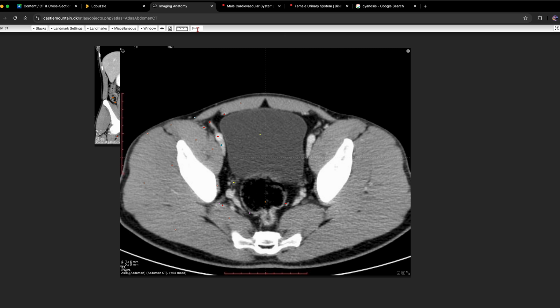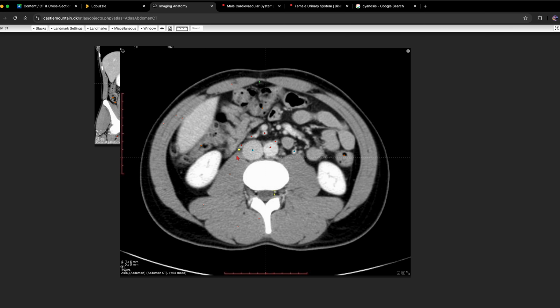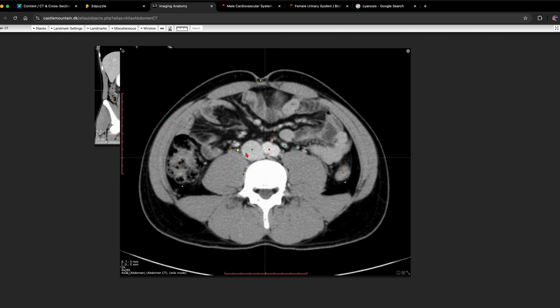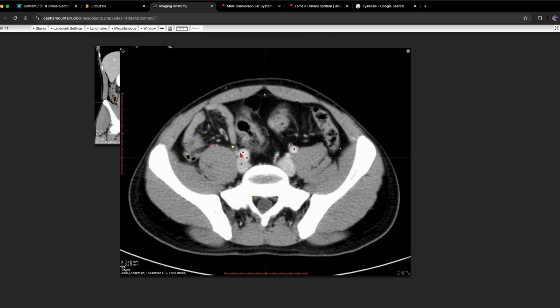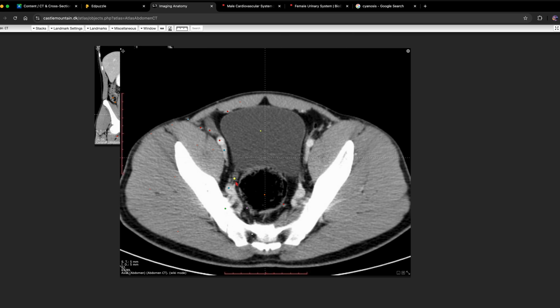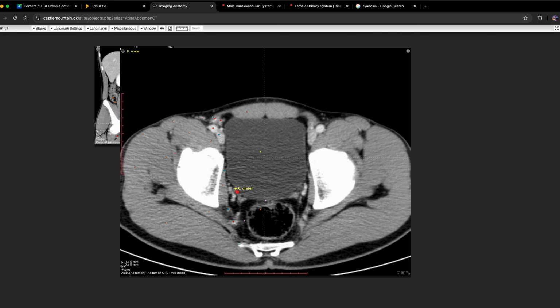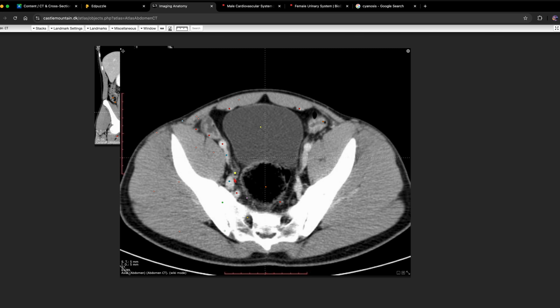So even if we typed in, let's do ureters, let's do right ureter. We'll try to follow that. That's the right ureter. Let's try to follow it all the way down. The right ureter is now emptying into the bladder right there. All right, you can follow it all the way up.